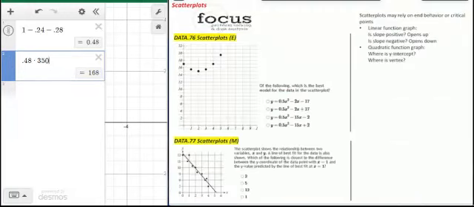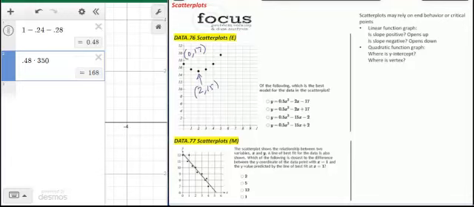So when you're dealing with scatter plots, what you want to do is make some estimates or interpretations of the graph. A couple of things that we see here: we see that a vertex exists at (2, 15) approximately. We see that a y-intercept occurs at (0, 17) approximately.